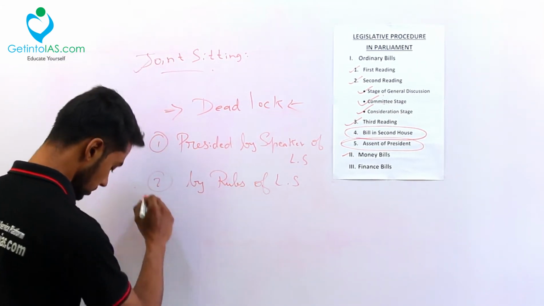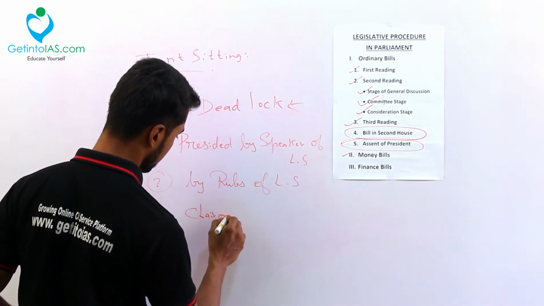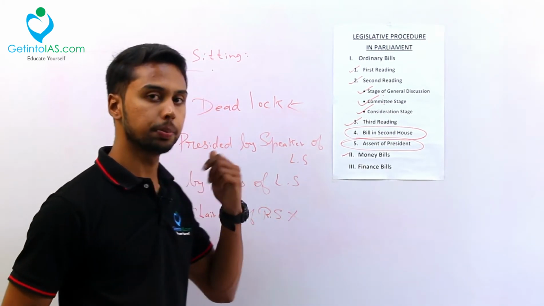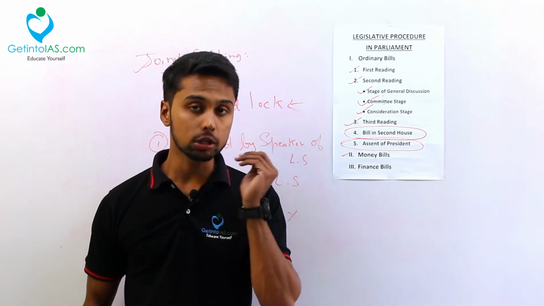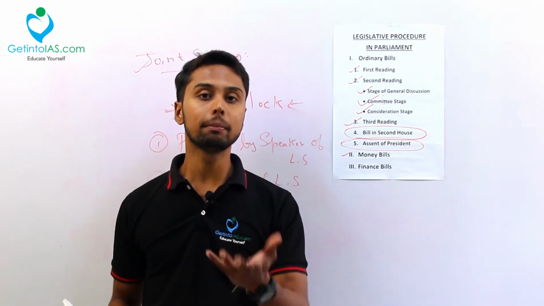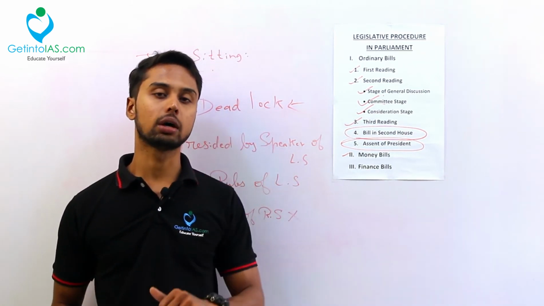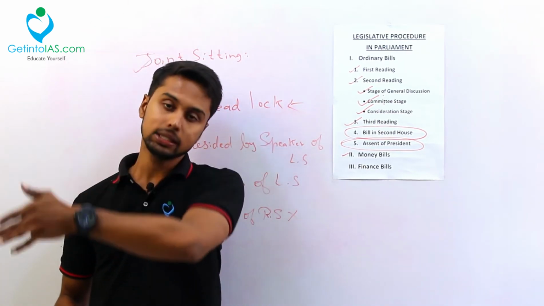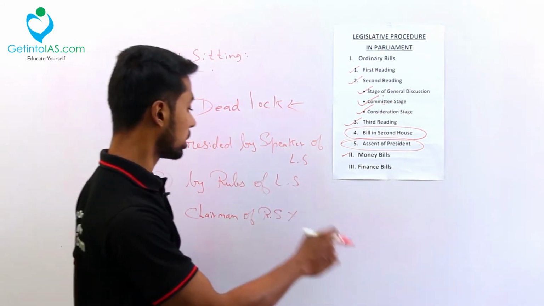The third one is the chairman. I told Speaker will preside the joint sitting. If Speaker is absent, Deputy Speaker will preside. If Deputy Speaker is also absent, then it is Deputy Chairman, not the Chairman of Rajya Sabha. He is not a member of the Parliament, so how can he preside a joint sitting of the House? So if Speaker is absent, Deputy Speaker. If Deputy Speaker is absent, it will jump to Deputy Chairman, not the Chairman of Rajya Sabha. That is the thing with your joint sitting.